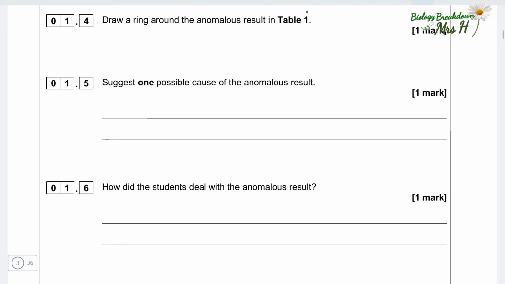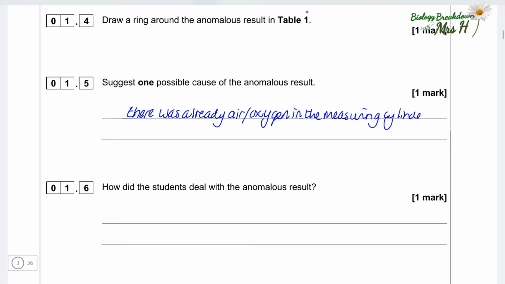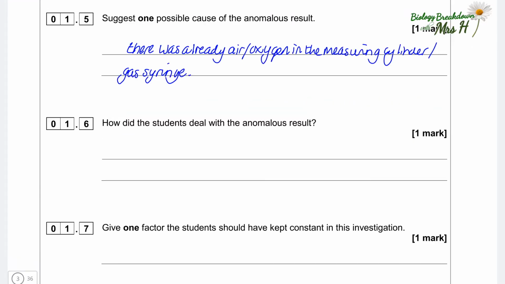Suggest one possible cause of the anomalous result. Maybe there was already air or oxygen in the measuring cylinder or gas syringe. We only need to write one down, but there could be other examples like the pondweed had not acclimatized. That means it hadn't had time to get used to that temperature. Maybe the temperature changed from what we were setting out to investigate. Maybe the lamp was moved.